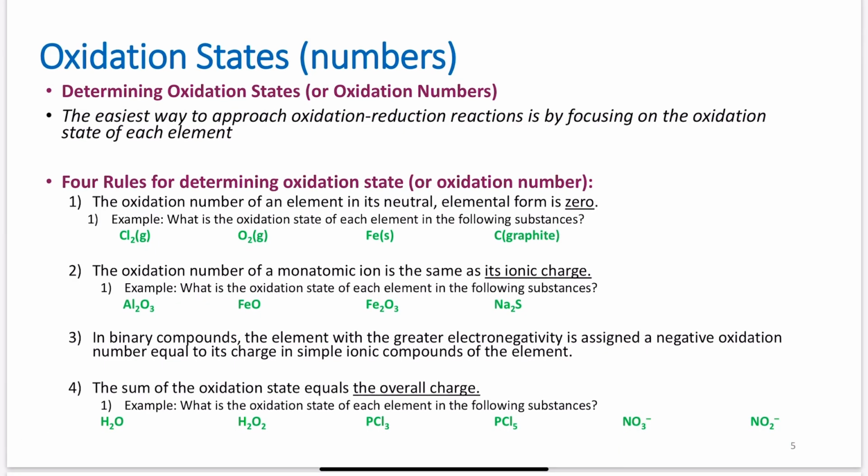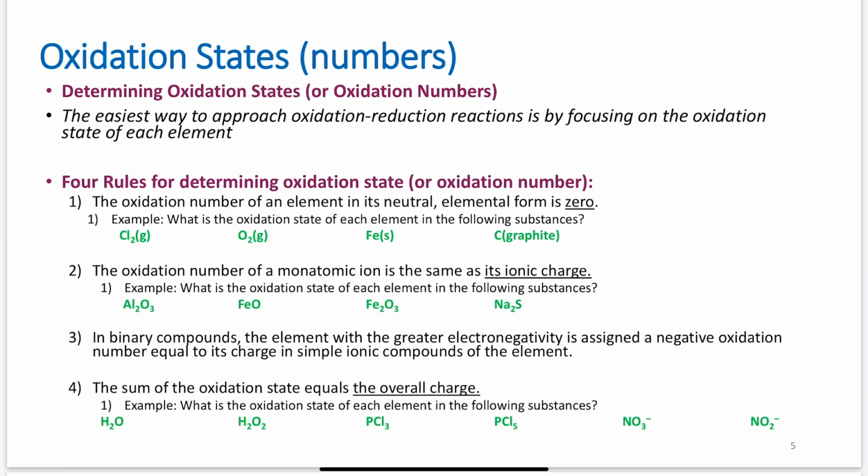Oxidation states and numbers. These throw students off a lot. An oxidation state or number is a way for us to just describe the flow of electrons. So the easiest way to approach oxidation reduction reactions is by first focusing on the oxidation state of each element. From there, you can determine what's changed. And once you know what's changed, it's much easier to do these reactions.